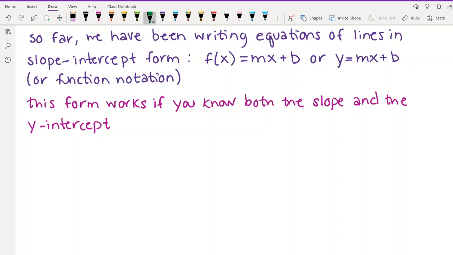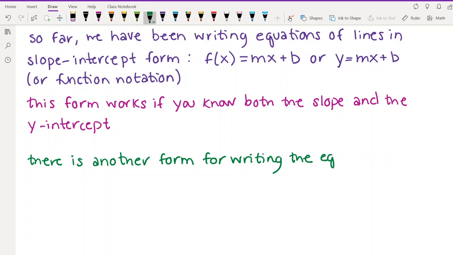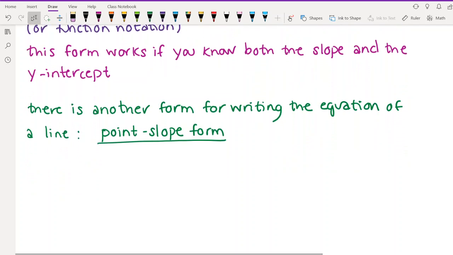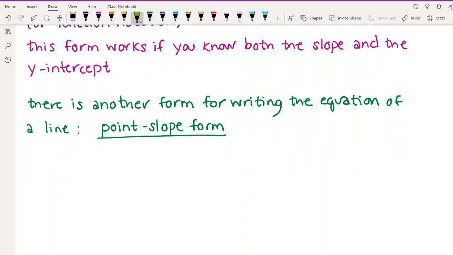So basically, let me just summarize what I said a moment ago, which is that there is another form for writing the equation of a line. And that's what's called point-slope form. And I'll tell you what point-slope form looks like in just a second, but let me just tell you why it's useful.